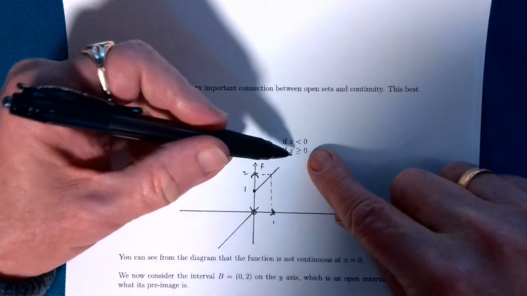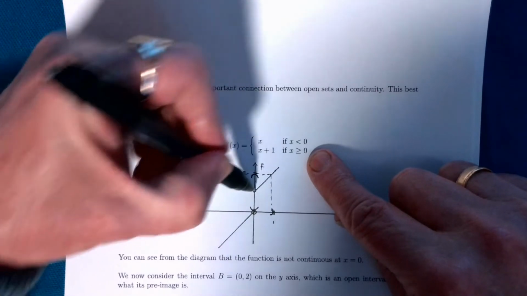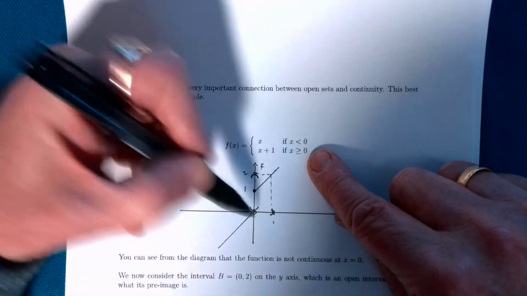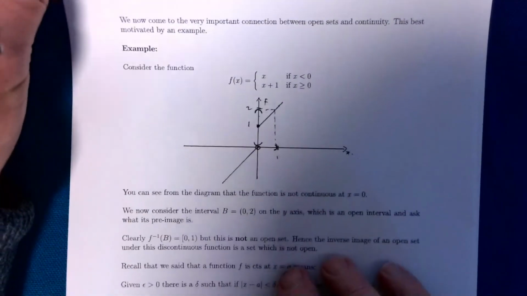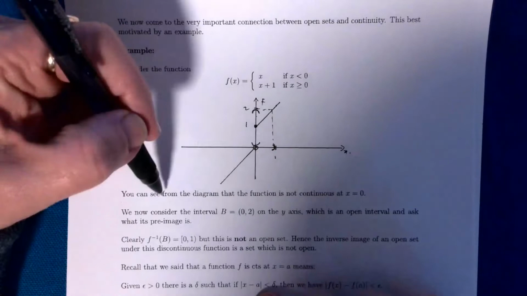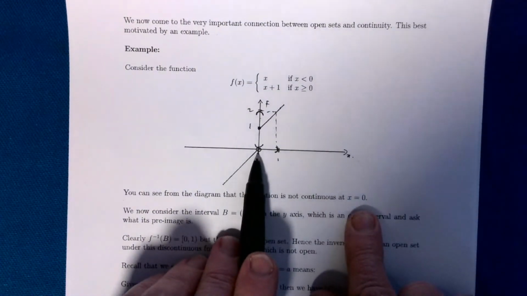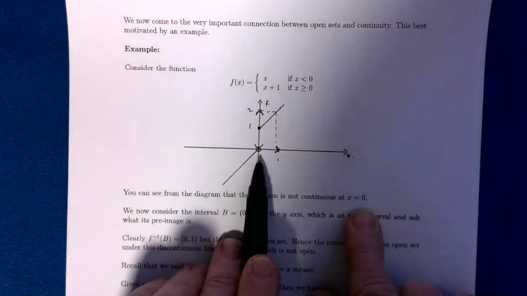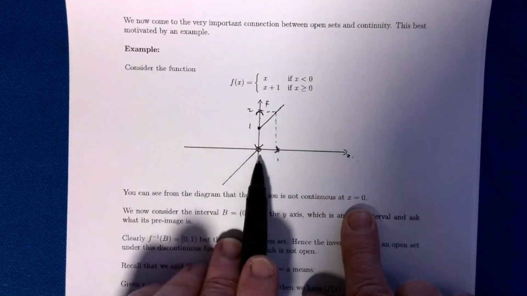So in particular, if x is 0, then this is going to be 1, so that will include this point here, and it's going up with the same gradient. So that's the picture of this function. Now you can see from the diagram that this function is clearly not continuous at 0. You've got a nice jump discontinuity there. It's defined at 0, its value at 0 is 1, but it's not continuous there.